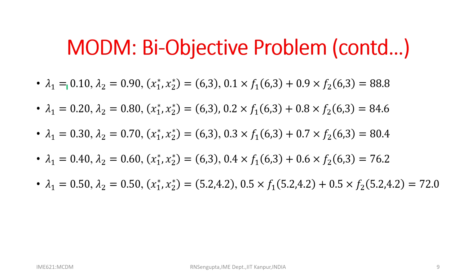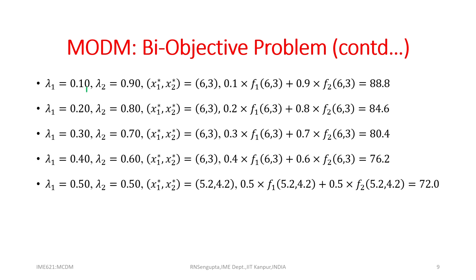So, obviously, as I said, when lambda 1 is 0, lambda 2 is 1, which means that we are putting all the weightages on function 2, f 2, and that problem we have already solved, we have illustrated when we were discussing or when we started the problem.